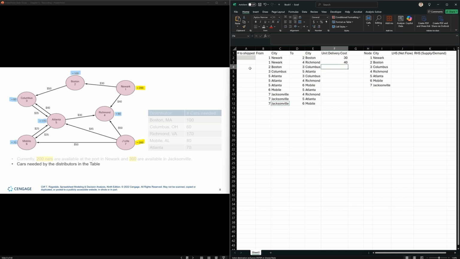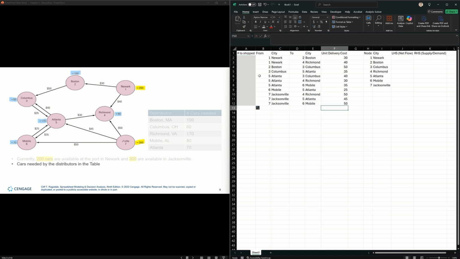So we got 30 and 40. The next one was $50, and then from Columbus to Atlanta was 35, and then from Atlanta to Columbus was 40. From Atlanta to Richmond was 30, and then from Atlanta to Mobile was 35. Then from Mobile to Atlanta is 25. Jacksonville to Richmond is $50. It's a little bit more expensive, and then to Atlanta is also 45 and 50 here. Okay, so these are all the possible routes that we have with the cost of delivery.